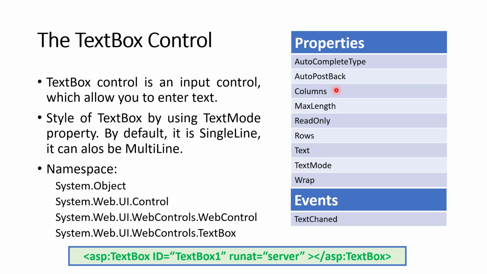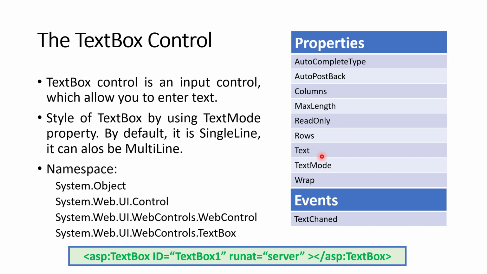Next is Columns. It is used to obtain or set the display width of the text box in characters. Next is MaxLength. It is used to set or obtain the maximum number of characters allowed in a text box. Next is ReadOnly. It is used to obtain or set a value indicating whether or not the content of the text box control can be changed. Next is Rows. It is used to set or obtain the number of rows displayed in a multi-line text box.